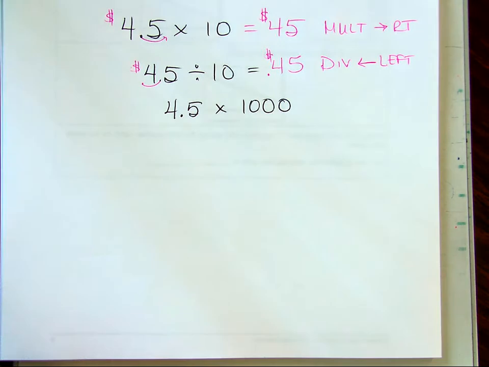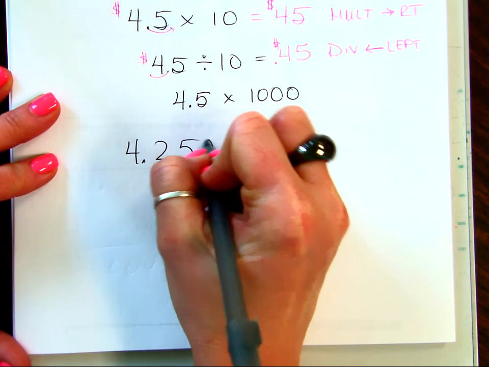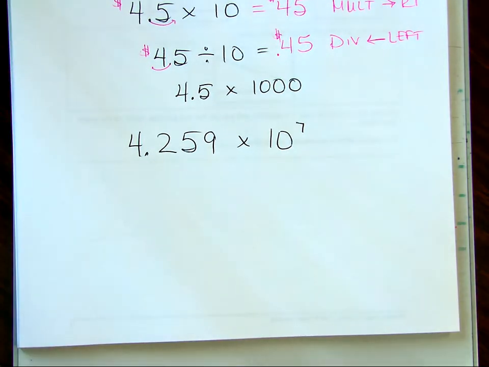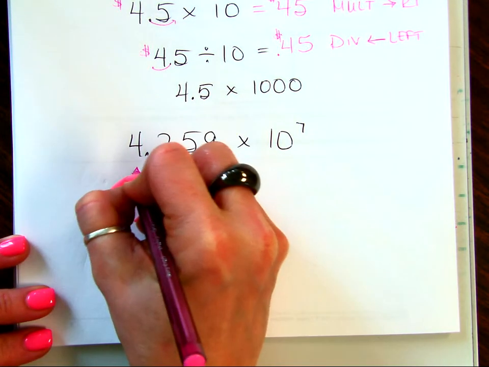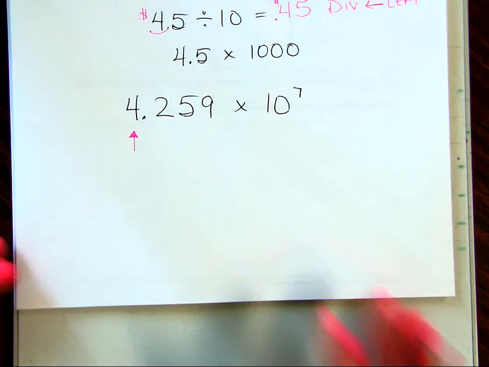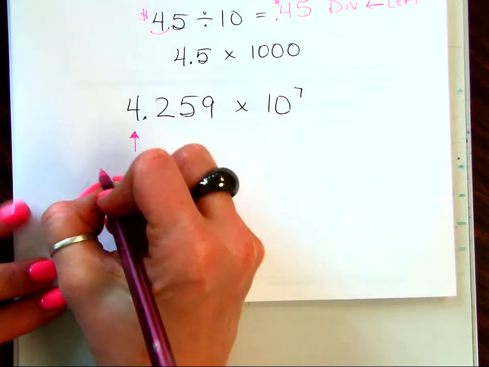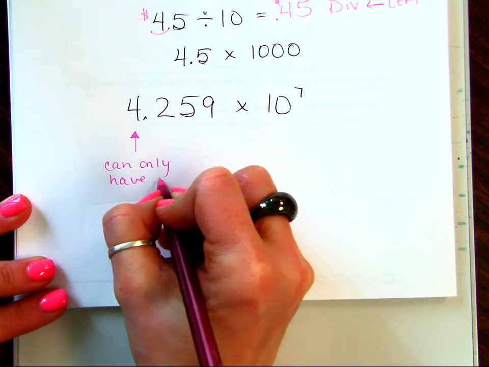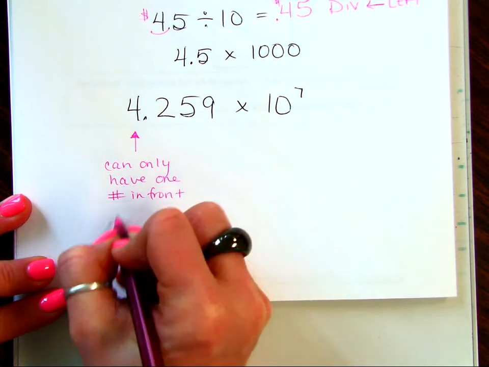So now that we got that out of the way, this is an example of a number that is written in scientific notation, okay? Here are all the qualifications for a number to be in scientific notation. You can only have one number in front of the decimal, meaning you can have a ones place and nothing else, okay? Can only have one number in front, okay?